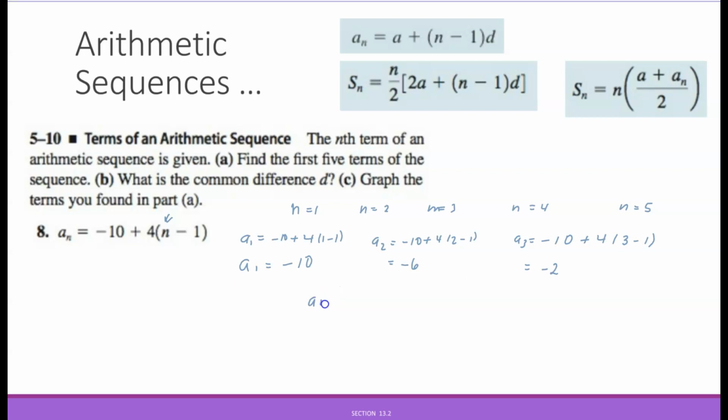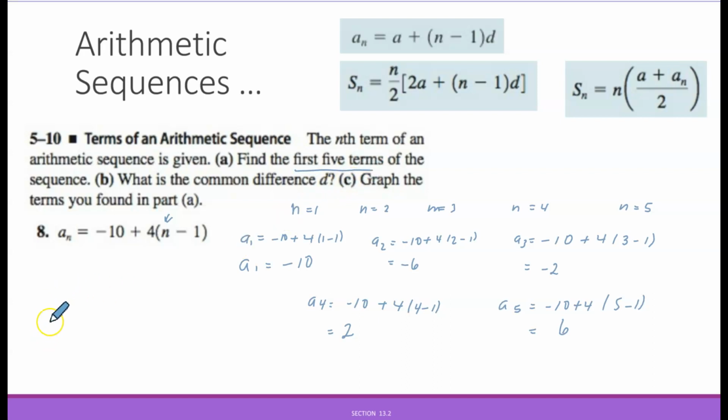Okay, a4, we have negative 10 plus 4 times 4 minus 1. So 3 times 4 is 12. Negative 10 plus 12 is going to give us a 2. And then looking at a5, we have negative 10 plus 4 times 5 minus 1. So that's going to give us 16. Negative 10 plus 16 is going to give us 6. There's our first 5 terms of the sequence.